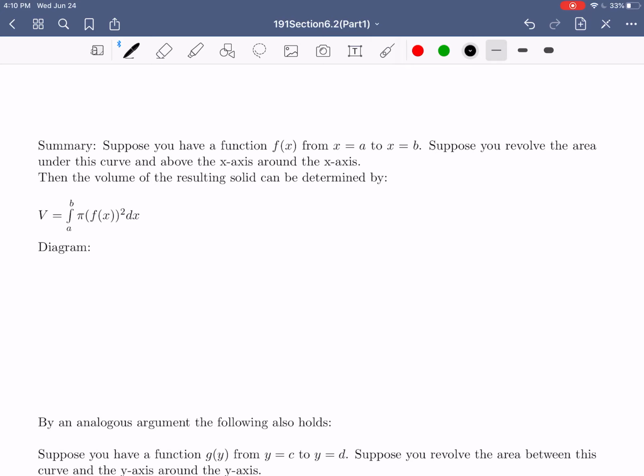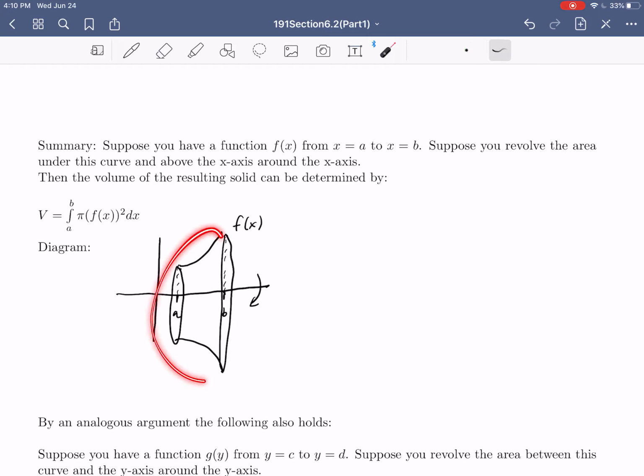And again, just so you can reference, the diagram here is if you have some curve like that, f of x, going from a to b in terms of x, and you're taking that region and revolving it like that, you're creating a solid that looks like that. And you can determine the volume of that thing using that equation.